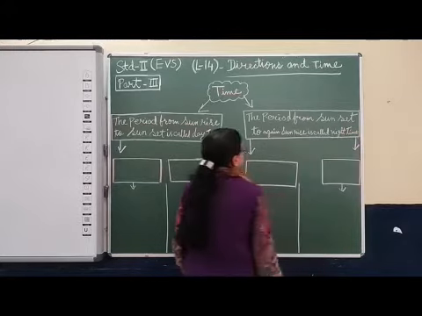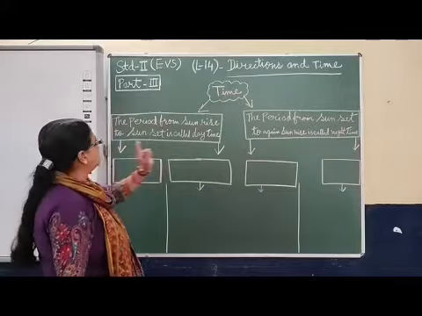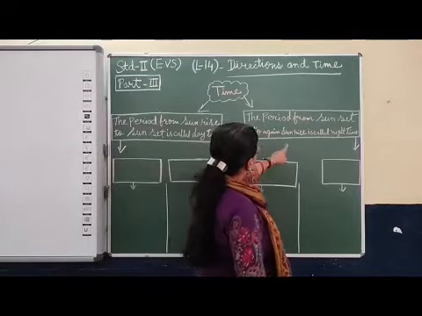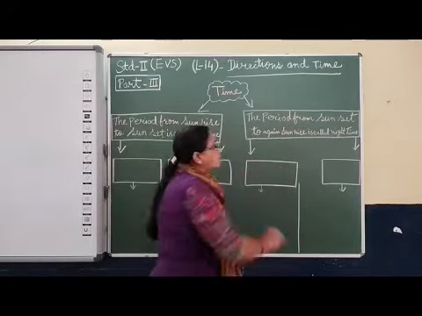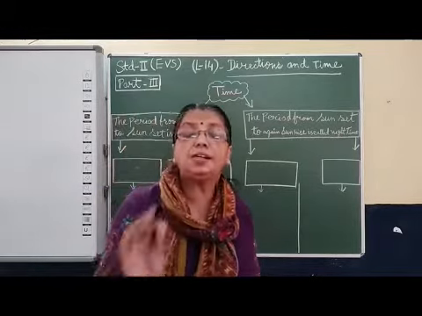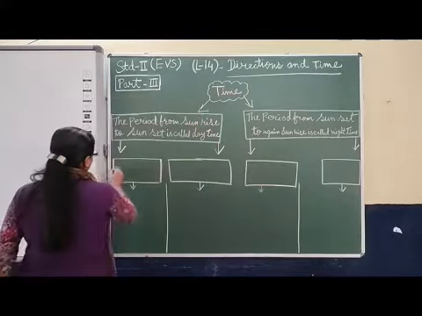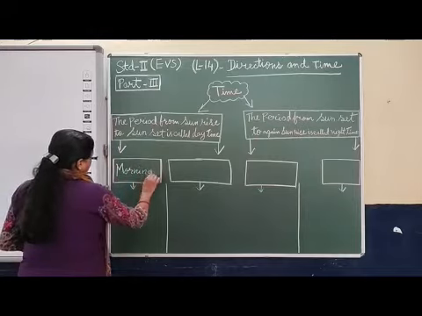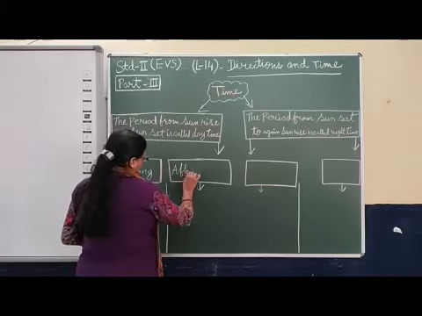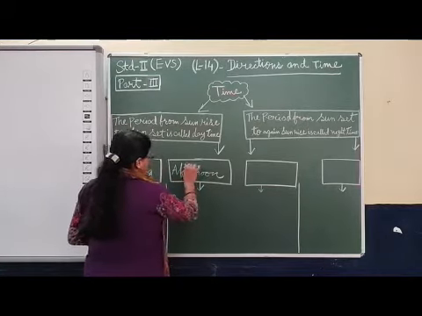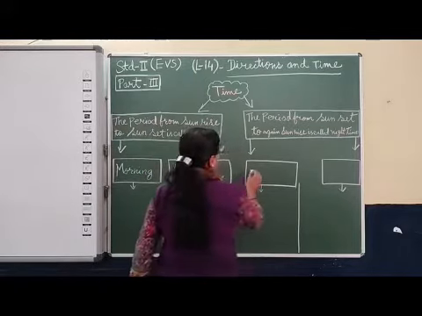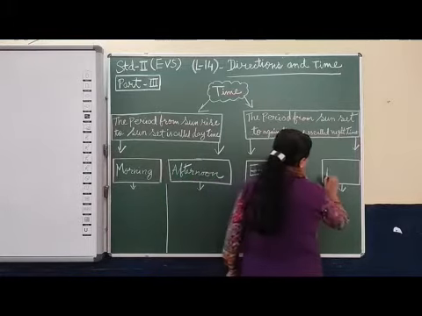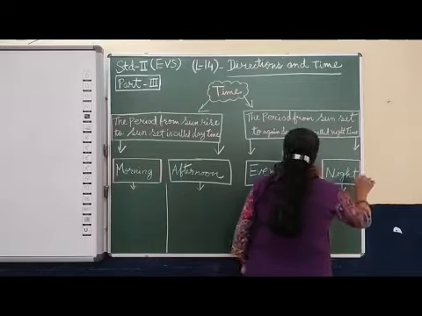Clear? So the whole day is divided into two parts, daytime and night time. The period from sunrise to sunset is called daytime. The period from sunset to again sunrise is called night time. Now this daytime is also divided into two parts. What is that? Morning and afternoon. And in the same way, night time is also divided into evening and night. Now what is morning?